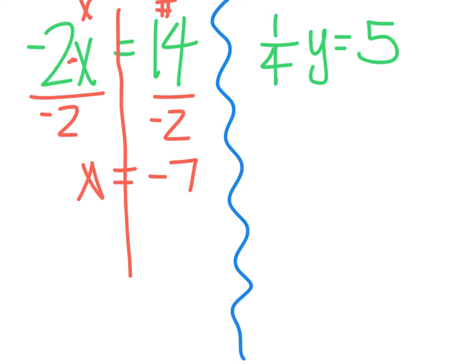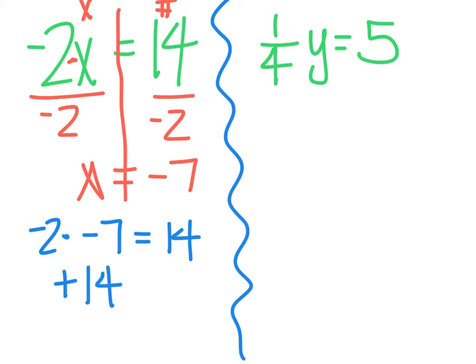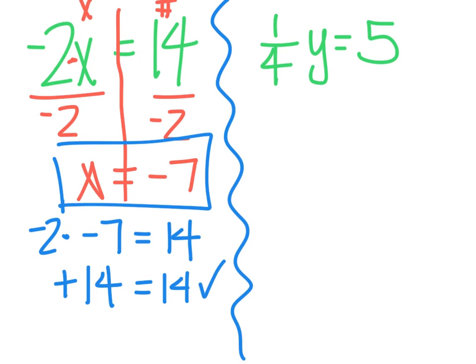If I want to check that, which I'm going to check, I'm going to plug that back in. So my original problem said negative 2 times x. Instead of x, I'm going to put negative 7. That should give me 14. Negative 2 times negative 7 is positive because a negative times a negative is a positive. And 2 times 7 is 14. So since they are equal, this worked. So x equals negative 7 is my answer.